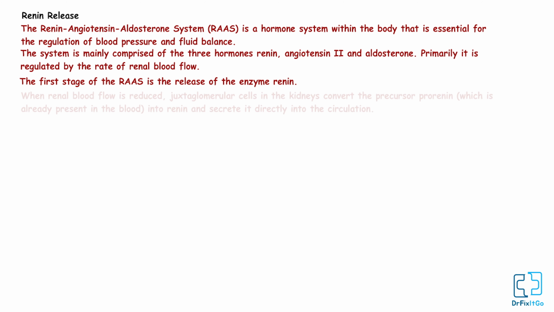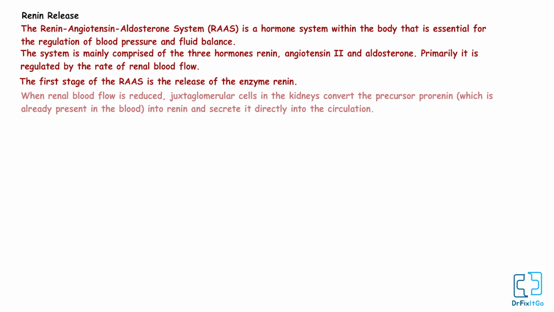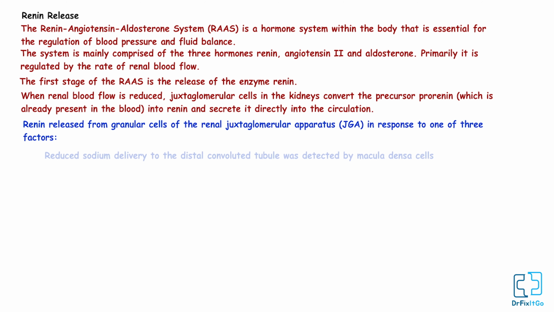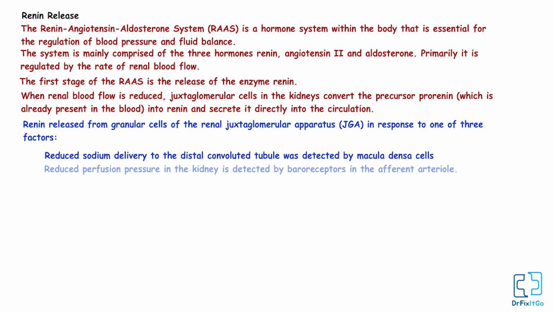When renal blood flow is reduced, juxtaglomerular cells in the kidney convert the precursor prorenin, which is already present in the blood, into renin and secrete it directly into the circulation. Renin is released from granular cells of the renal juxtaglomerular apparatus in response to one of three factors. First, reduced sodium delivery to the distal convoluted tubule, detected by macula densa cells. Second, reduced perfusion pressure in the kidney, detected by baroreceptors in the afferent arteriole. Or third, sympathetic stimulation of the JGA via beta-1 adrenoreceptors.